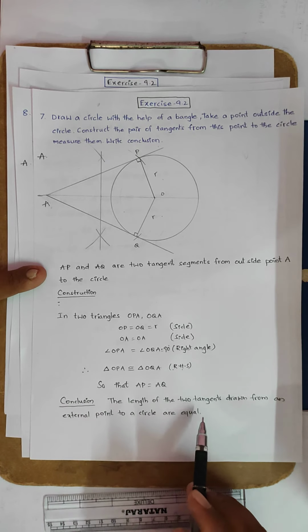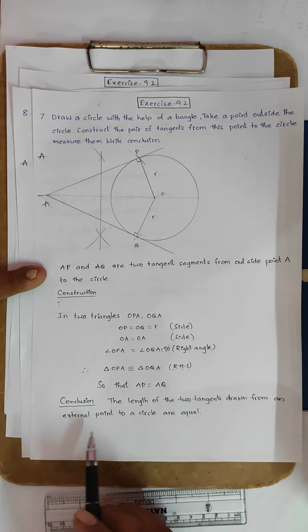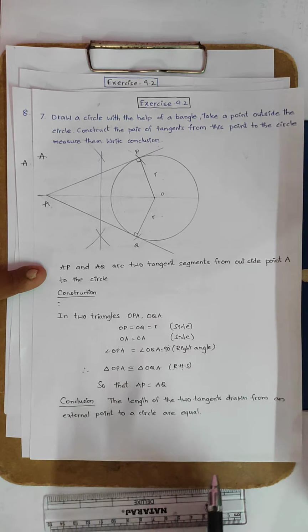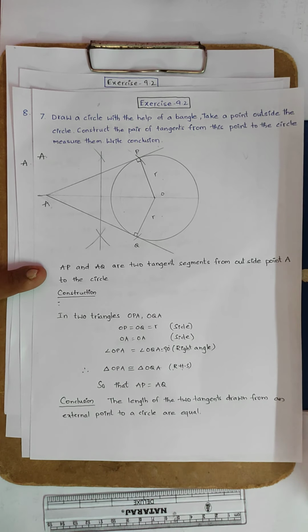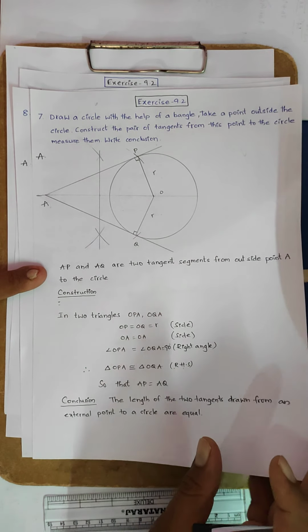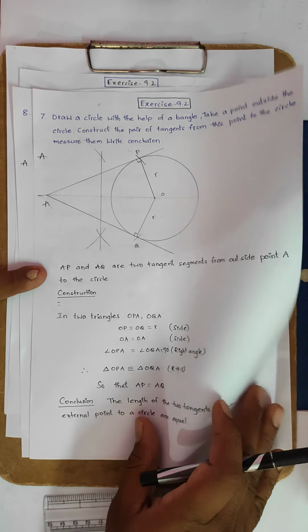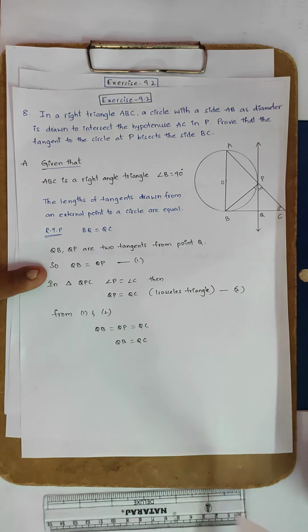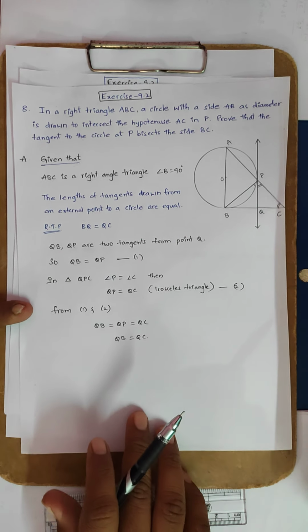Conclusion: the lengths of the two tangents drawn from an external point to a circle are equal. This is the theorem in the AP State Mathematics textbook, maybe theorem 9.2. Okay, now next, the eighth problem.